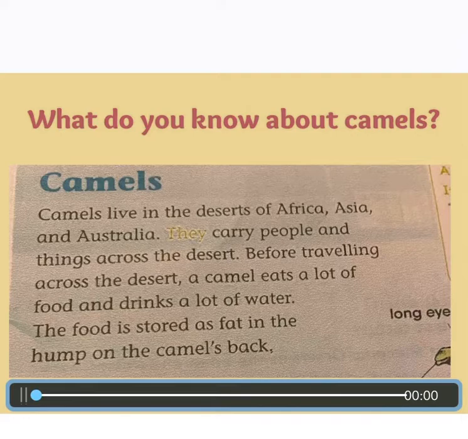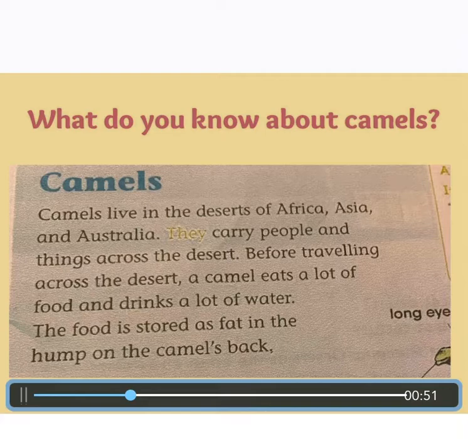So, my dear kids, as I told you in the last class, we already talked about the desert. Then I gave you the definition of the desert. And then we studied some things, animals and plants that we can find in the desert. Today, we will continue our lessons. After we finish the first lesson in unit 3, today we will take the second lesson, page 36. So let's start with the text. You can find the text on page 36.